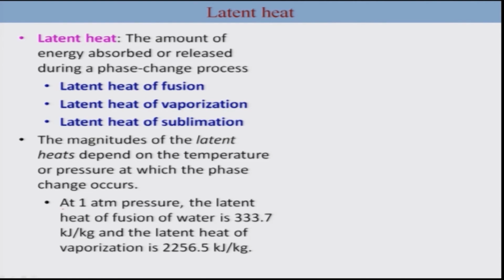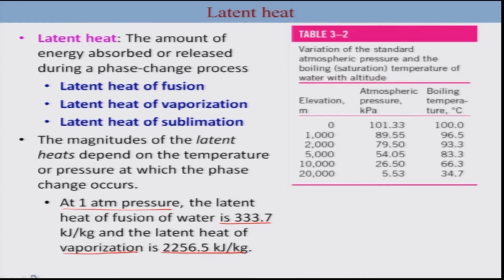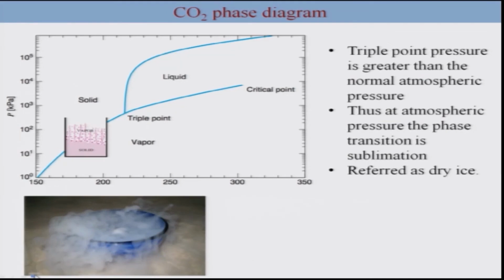So for example, at 1 atmosphere, the latent heat of fusion of water is 333.7 kilojoules per kg, and for the case of vaporization it is much higher. Water boils at different temperatures when it has a different pressure. For example, at normal conditions, so normal atmosphere, it boils at 100, but at high elevation the boiling temperature decreases, and hence you have difficulty in cooking. This is addressed by looking at latent heat as well as the conditions of the boiling. Let's take some examples of the phase diagram.